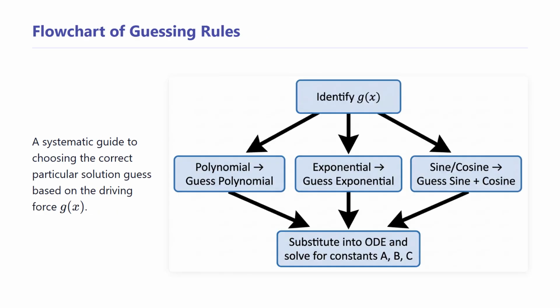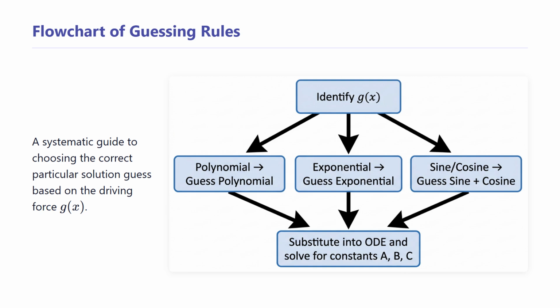Now that we have worked through the math, let us zoom out and look at the overall strategy. What you are seeing here is a visual flowchart summarizing the decision-making process for this method. At the very top, our first step is always to identify the driving force, g of x. From there, the path splits based on the shape of that force.